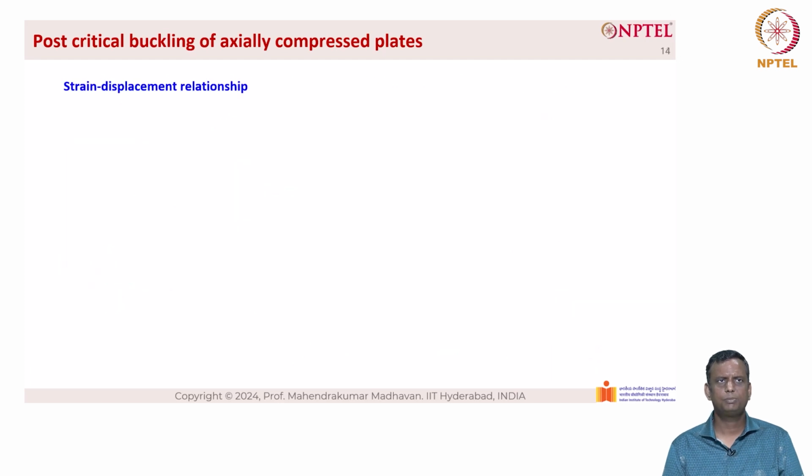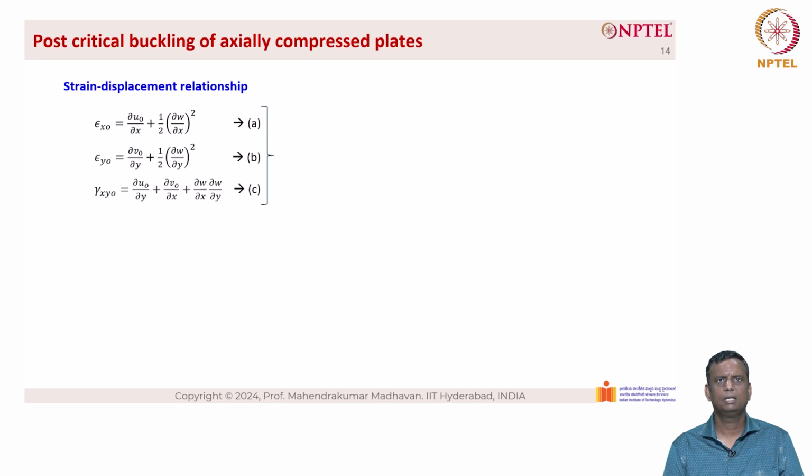Now the strain displacement relationship. So we have epsilon x naught equal to dou u naught by dou x plus half into dou w by dou x the whole square, which is equation A, and epsilon y naught equal to dou v naught by dou y plus half into dou w by dou y the whole square, which is equation B, and gamma xy naught is equal to dou u naught by dou y plus dou v naught by dou x plus dou w by dou x into dou w by dou y, which is equation C.